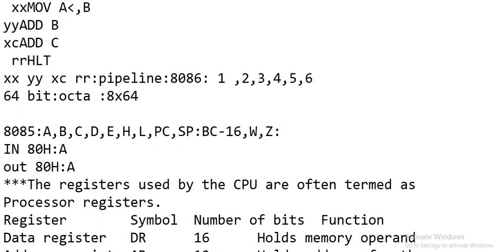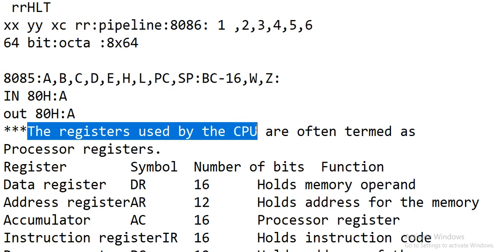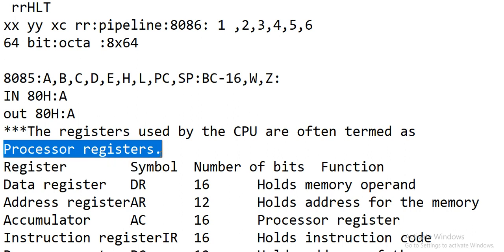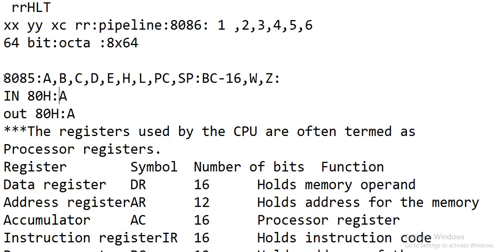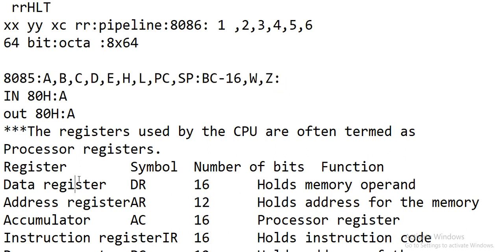Okay, now the next topic is the computer register. Basically the registers used by the central processing unit are often called processor registers. We already discussed what kind of registers are contained in the 8085 processor. For your better understanding, I am going to compare these registers with the processor registers. Here A is the accumulator, B, C, D, E, H, L are the registers, PC the program counter and SP the stack pointer. B, C, D, E, H, L can be used as pairs.